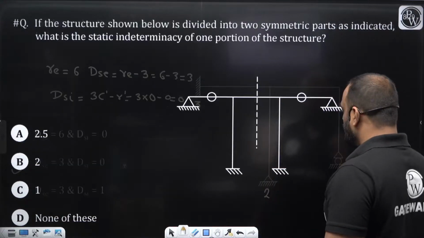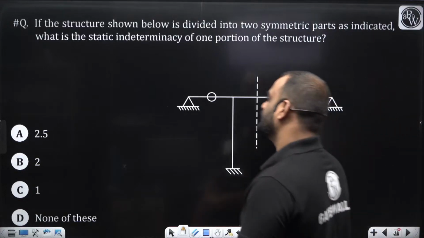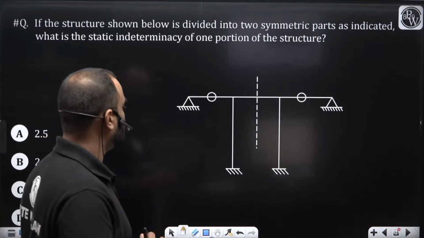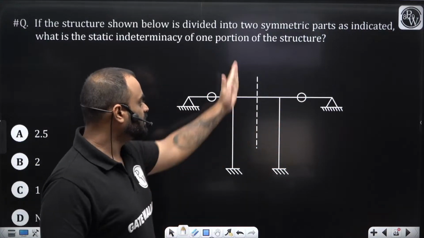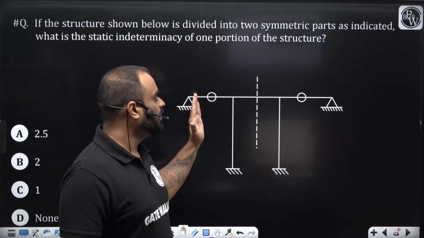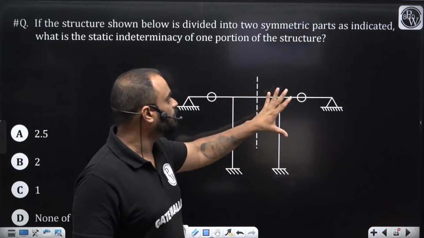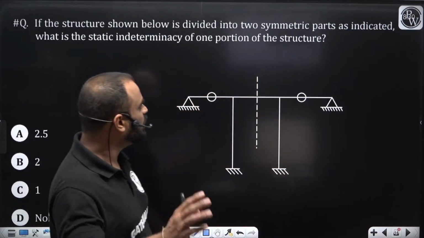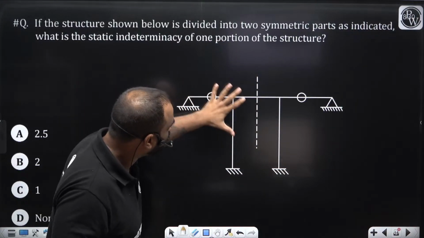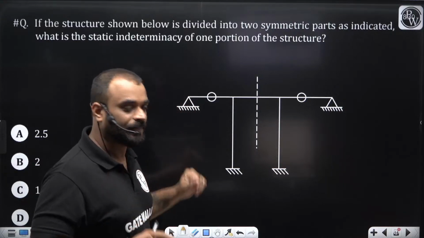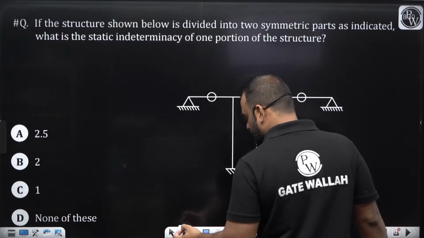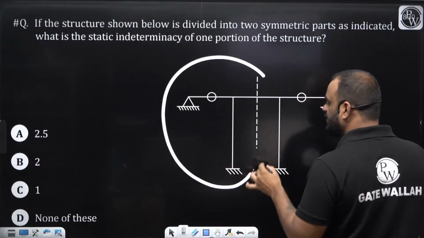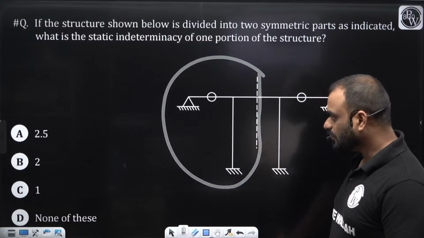Okay, sir. Let us solve the next question and read it first. If the structure shown below is divided into two symmetrical parts as indicated, that means this structure is given to us and this is a section dividing it in two equal parts. This is the first portion, this is the second portion. Then what is the static indeterminacy of one of the portions of the structure? That means you need to calculate the static indeterminacy for one part, not the complete structure. We need to find the static indeterminacy for this particular portion or either this one. Okay, let us do it.